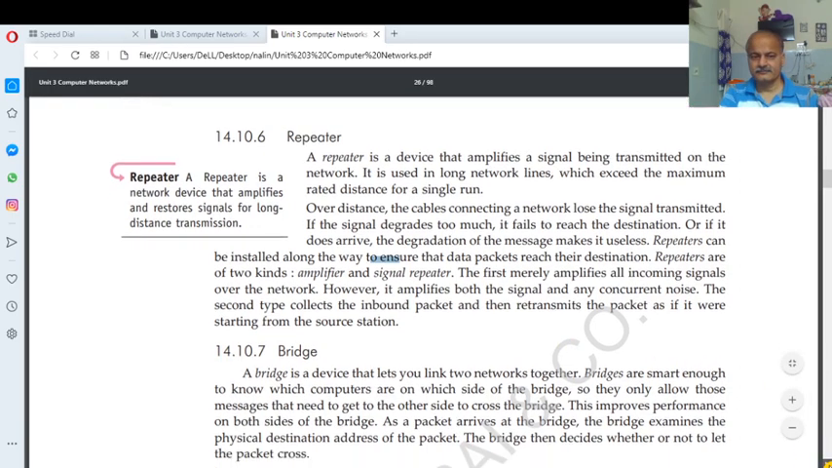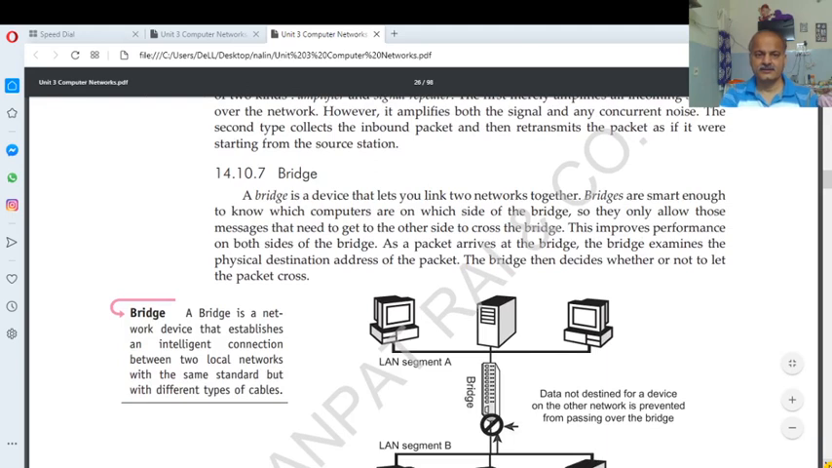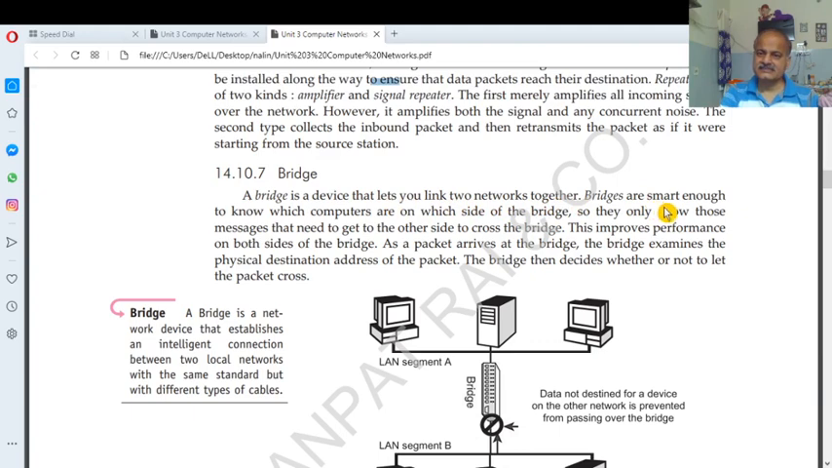After that, bridge. A bridge is a device that lets you link two networks together. Bridges are smart enough to know which computers are on which side of the bridge, so they only allow those messages that need to get to the other side to cross the bridge. This improves performance on both sides of the bridge.